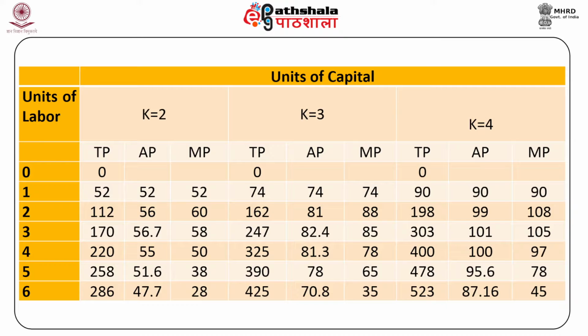Similarly, 224 units of output can be produced with K equals 2 and L equals 4, as well as with K equals 5 and L equals 2. There can be many more combinations of K and L that can be used to produce 108 units of output. If we plot the different combinations of K and L that can be used to produce the same level of output, we will get a downward sloping curve, and this is known as an isoquant. Isoquant is a curve showing all possible combinations of two inputs that can be used for producing a certain specific level of output.